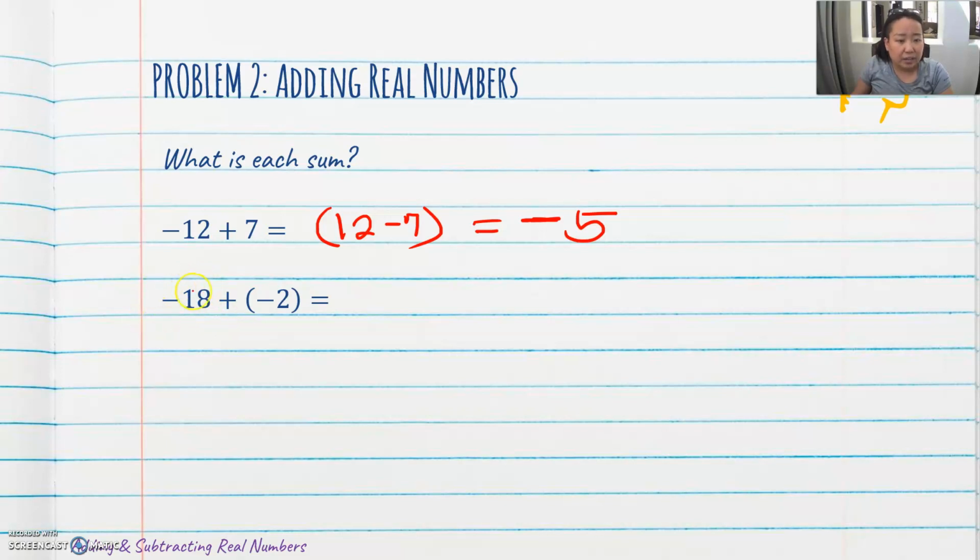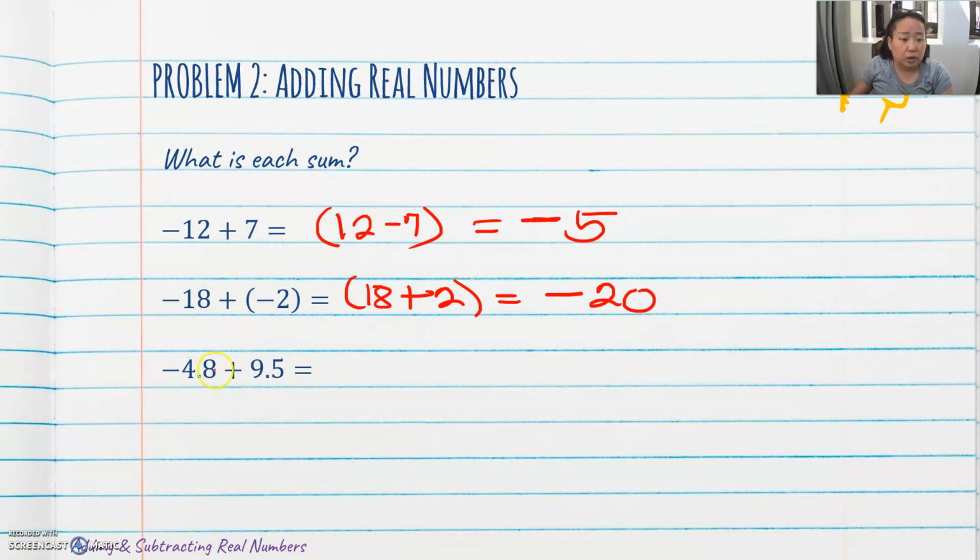Okay. All right, so now we have a negative and we are adding another negative. In this case, because we're adding the same signs, we will add their absolute values. So that would be 18 and 2. And that's going to give us 20, but because both of them are negative, when you're adding the same signs, they keep the same sign.